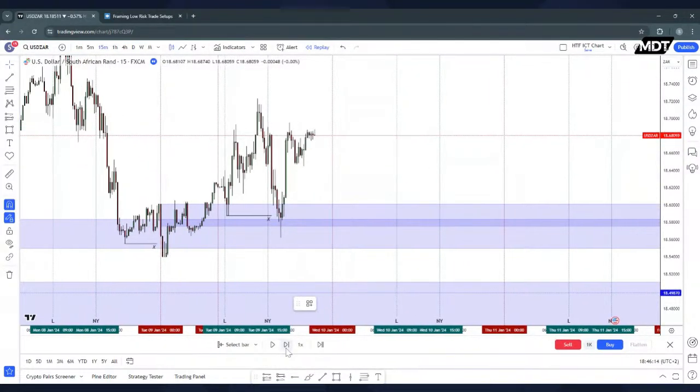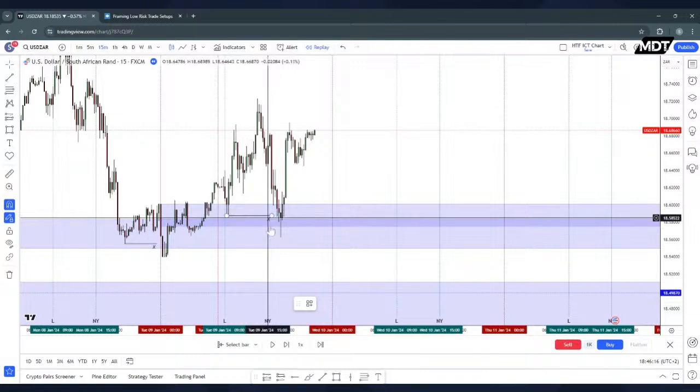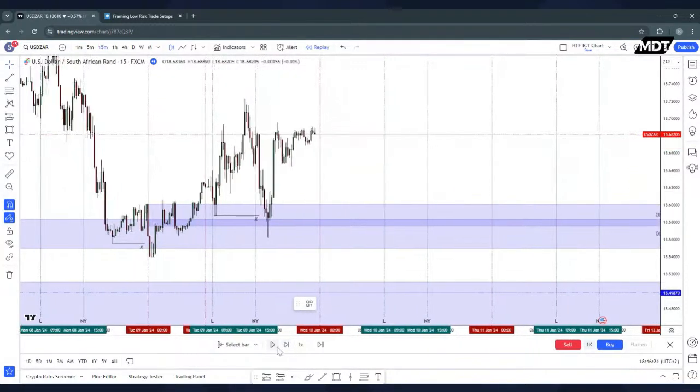Don't have the criteria. We've got this sweep of time-based liquidity, but no clear order block that I'm seeing in that area.